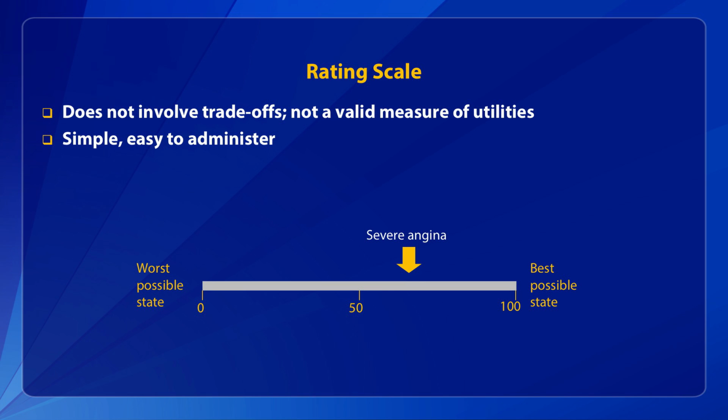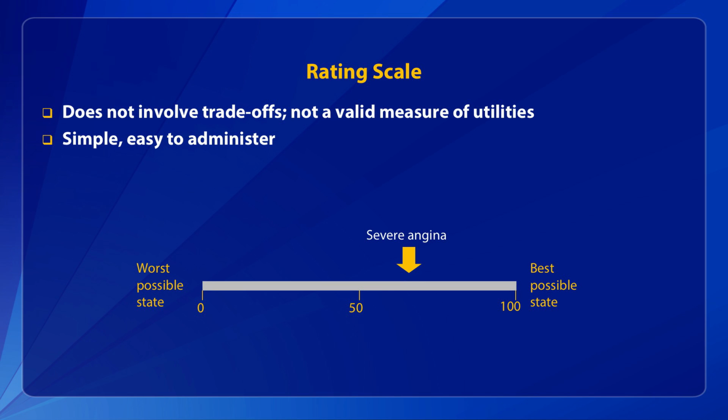Finally, the rating scale is the most common approach to directly eliciting utilities. This involves ranking alternatives and then placing them on an ordinal scale. For example, alternatives might include perfect health, mild angina, severe angina, and death. This example uses a visual analog scale, which is typically horizontal. There are a couple of advantages of this approach. The cognitive burden is lower than with other techniques, and people are familiar with the technique.